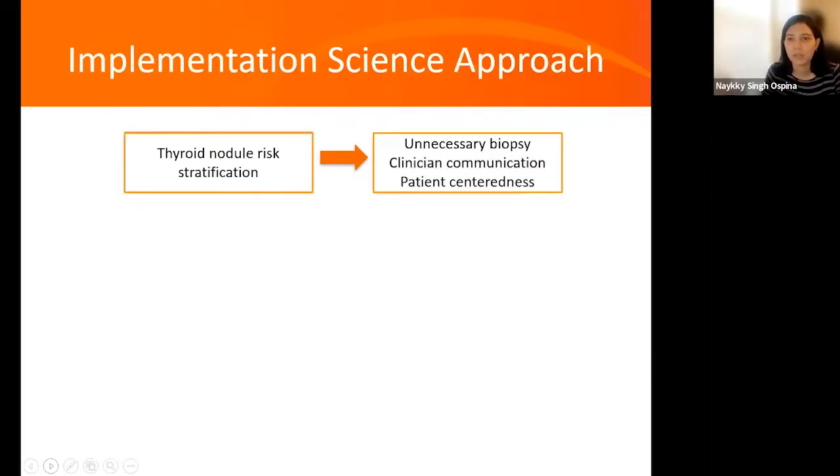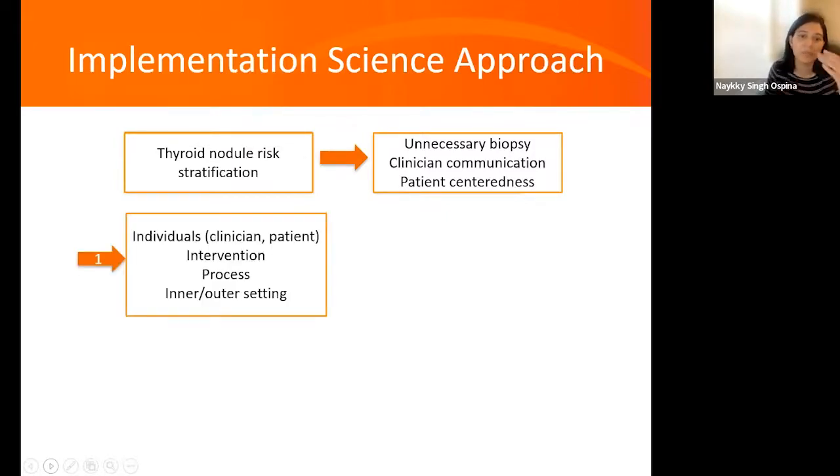So just to sum up and put it all together. We have thyroid nodule risk stratification as the evidence-based practice, potential outcomes that we can improve, such as unnecessary biopsy, clinician communication, patient-centeredness, looking at all the people who are involved, and then the intervention, the process of the thyroid nodule risk stratification, and then their inner setting where they practice and the bigger context in which they are practicing.